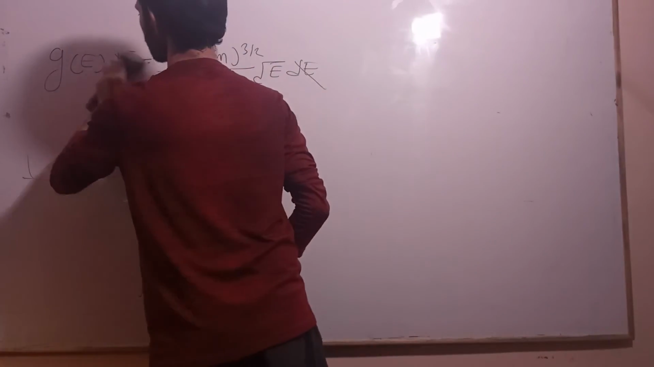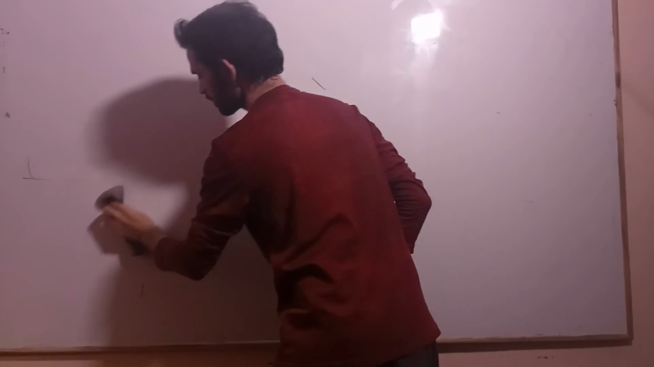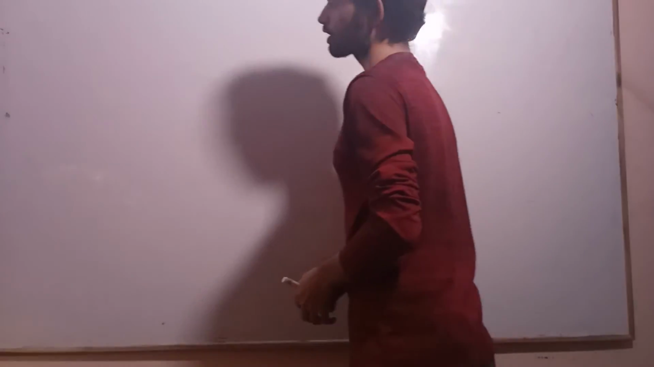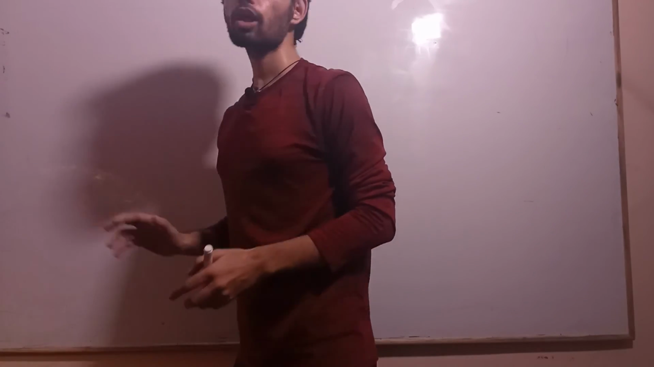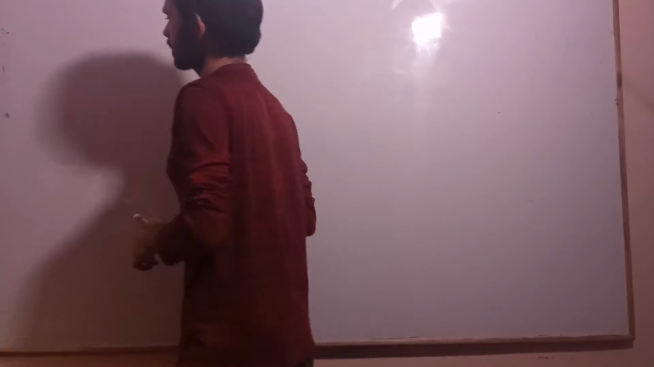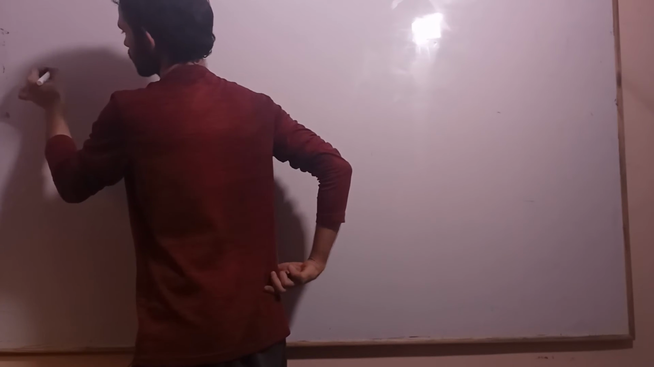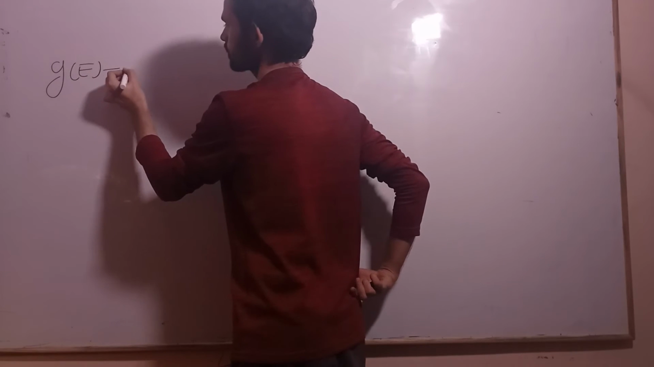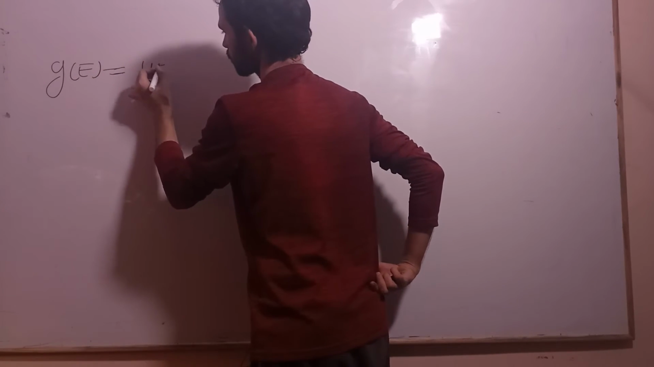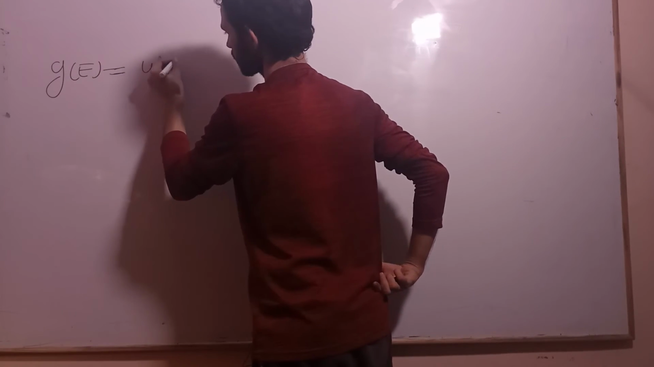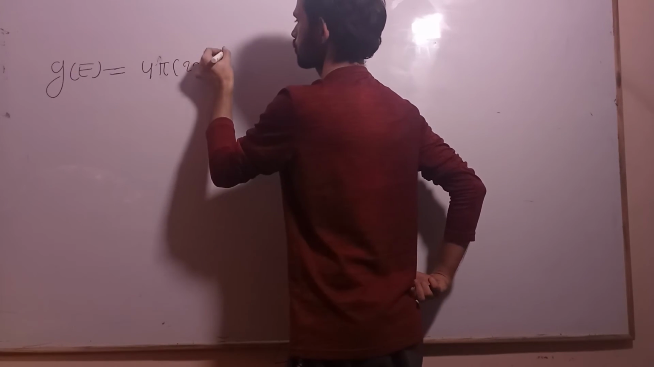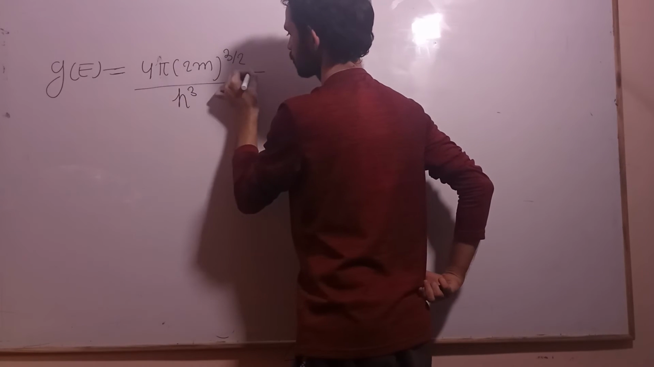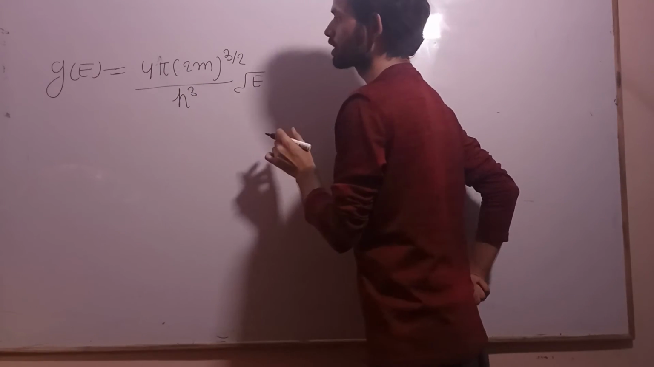So now finally we have reached our ultimate goal of determining the allowed quantum states. See here, G of E is equal to 4 pi (2m) to the power 3 by 2 divided by h cube, into square root of E.